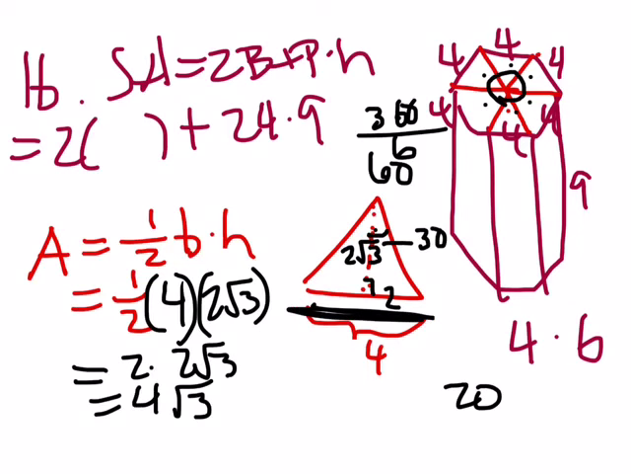Now, that was the area of one triangle. So to get the entire area of that hexagon, multiply by 6. I'm going to put it up here: 24 radical 3.